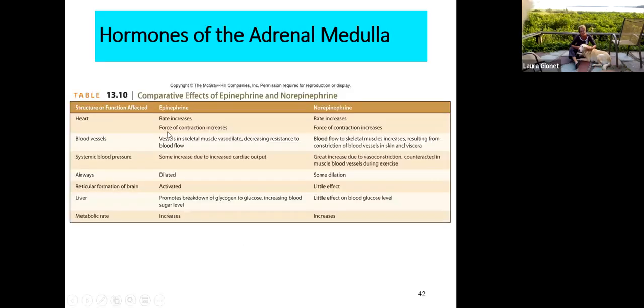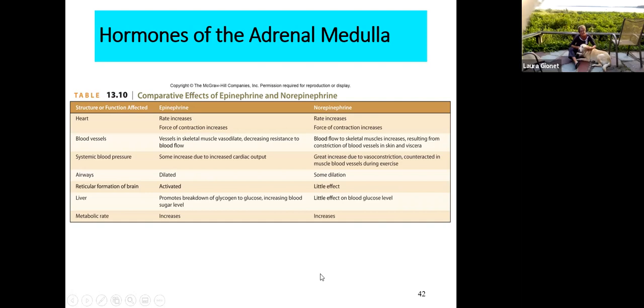So hormones of the adrenal medulla, it differentiates in this, and this is from your textbook, from epinephrine to norepinephrine, the effects on the heart, blood vessels, systemic blood pressure, airways, the reticular formation. Remember, the reticular formation is the part of the brain that wakes you up, versus melatonin from the pineal gland that induces sleepiness. What the liver does, and what happens to our metabolic rate. So pretty much, for all intents and purposes, epinephrine and norepinephrine work the same, and together. I don't ask you to distinguish them, but where they differ a little bit is in the blood vessels.